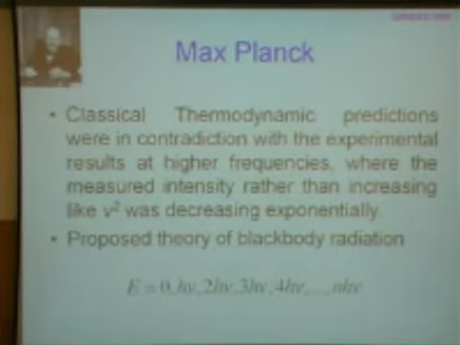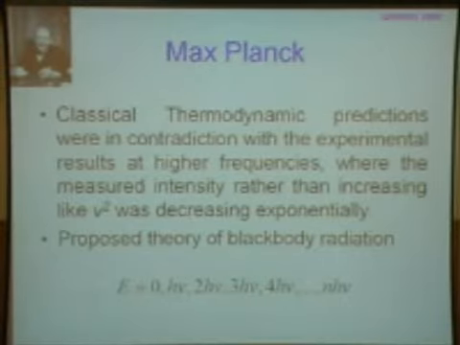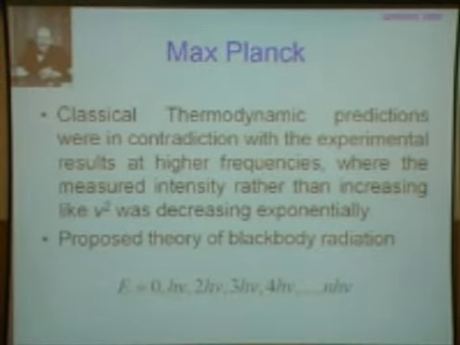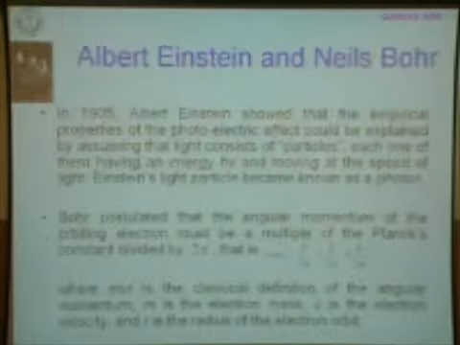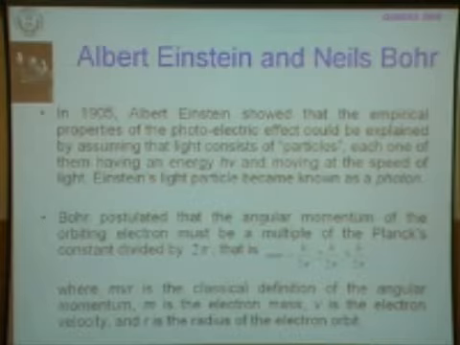Then Max Planck: classical thermodynamic predictions were in contradiction with the experimental results at higher frequencies, where the measured intensity, rather than increasing like mu square, was increasing exponentially. He proposed the theory of black body radiation, that energy is released in packets or quanta or bundles: 0, h mu, 2 h mu, or multiples of that, n h mu, where h is the Planck's constant. In 1905, Albert Einstein showed that the empirical properties of the photoelectric effect could be explained by assuming that light consists of particles, each one of them having an energy h mu and moving at the speed of light.